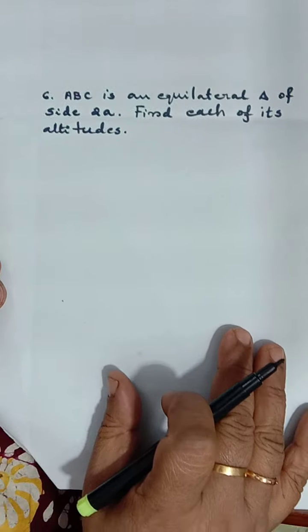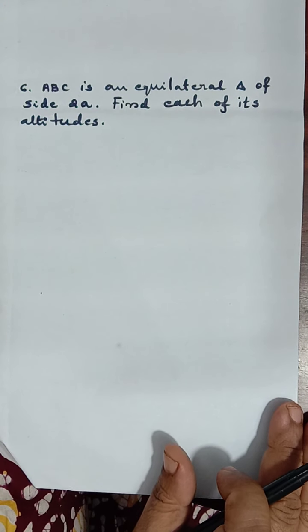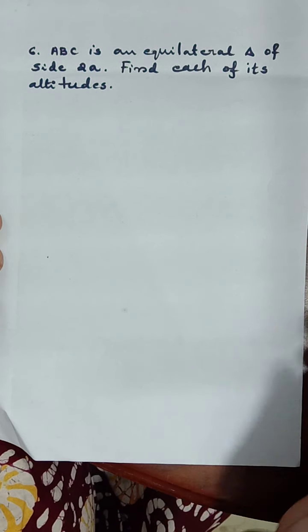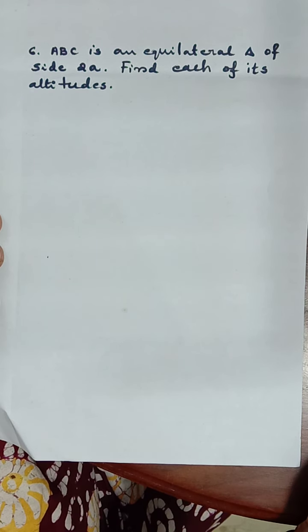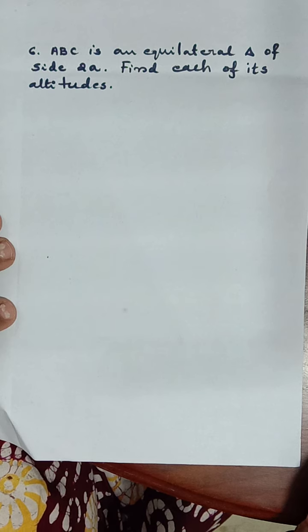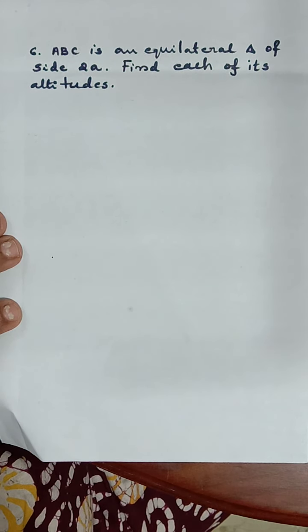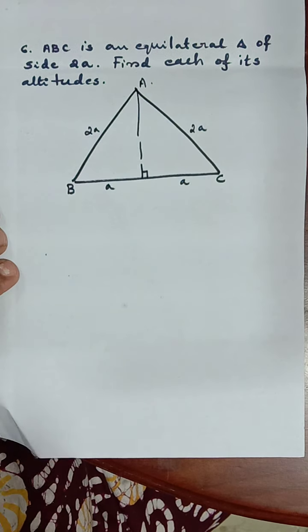Okay, let us have the next question. Question number 6. Go through the question. ABC is an equilateral triangle of side 2A. Find each of its altitude. It's a simple question. Figure is not there. Let us draw the figure.